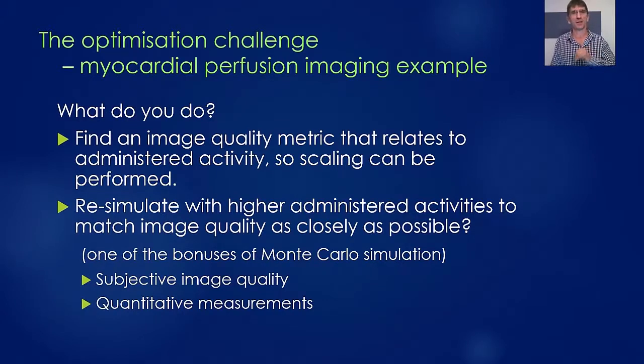And some people have done that, looked at, for example, noise indices. We maintain that constant value. How do we have to compensate with administered activity? Or do we resimulate with different administered activities and try and maintain some sort of constant image quality with that? That is possible with Monte Carlo simulations. It's one of the bonuses of it. You can do that without having to get ethics committee approval to administer more activity to patients. But it does raise questions about, how do you assess that? How do you look at the subjective image quality? Do you have to move towards quantitative measurements?